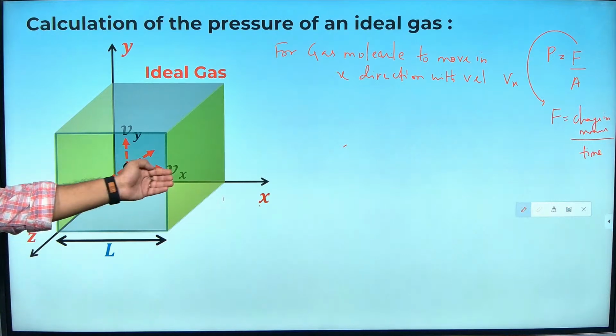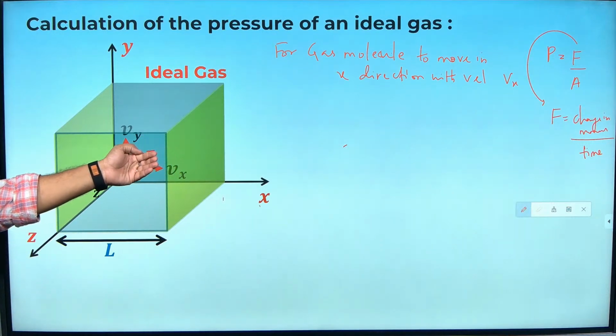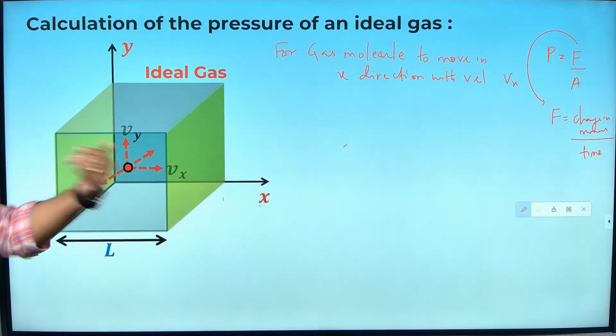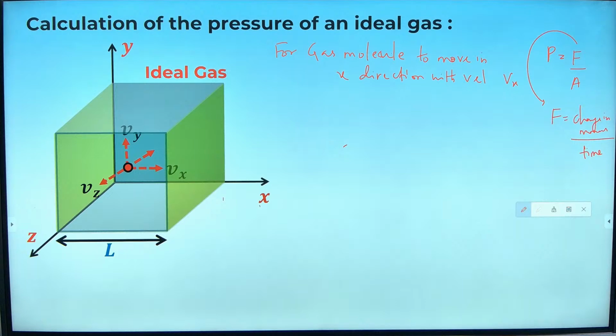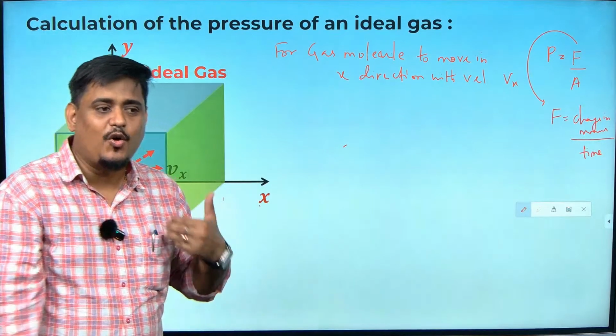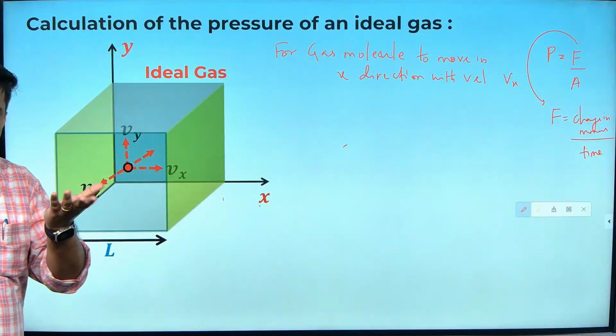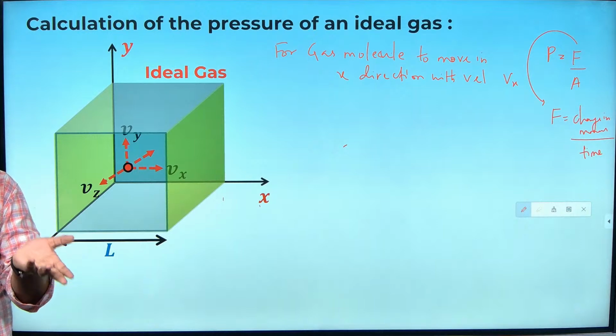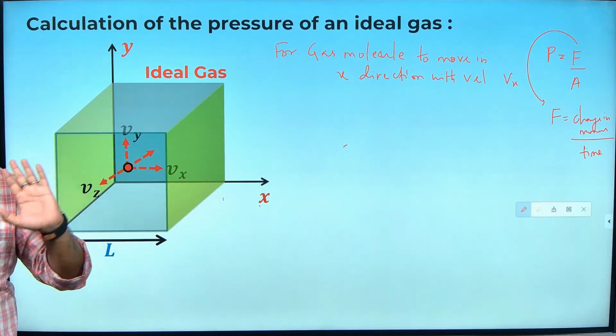Initial momentum will be how much? What is the value of it? mv, so m into vx. What will be the final momentum? Very good. Minus mvx. Why minus mvx? Because the direction is changing. What will be the change in momentum? How zero, man? Change in momentum? 2 mvx. So we are going to get change in momentum as 2 mvx.